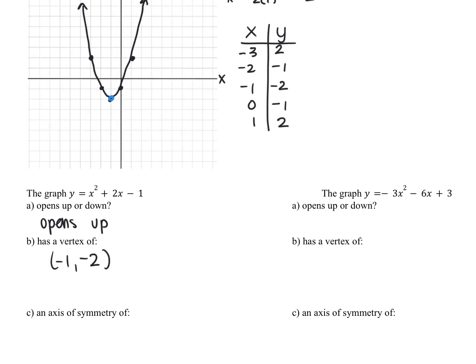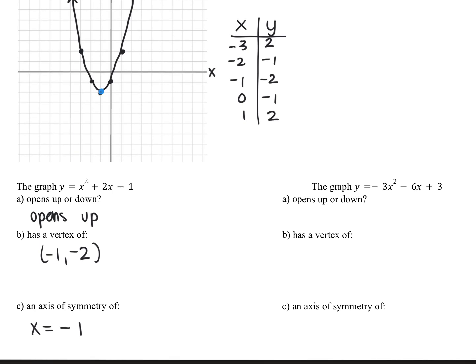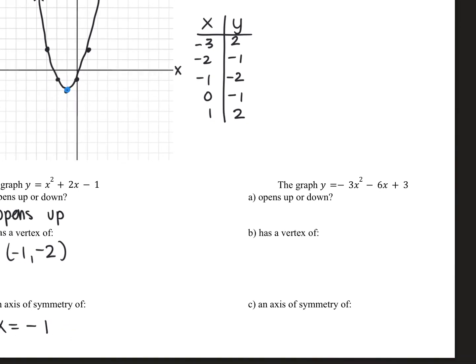Okay. And now my axis of symmetry, which we already found, x equals -1. Now it is important here when we do axis of symmetry, we always include the x equals, because the axis of symmetry is a vertical line. It is an equation. You have to have x equals.